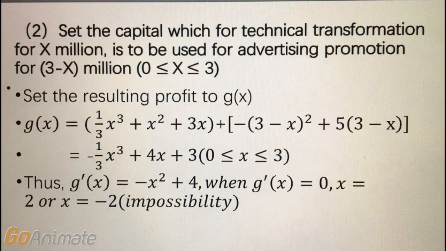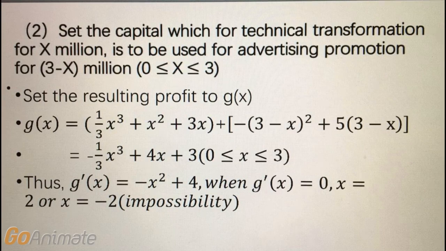Thanks, Leslie. We just focus on the second problem. Set the capital which for technological transformation for X million is to be used for advertising promotion for 3 minus X million and the X between 0 and 3.